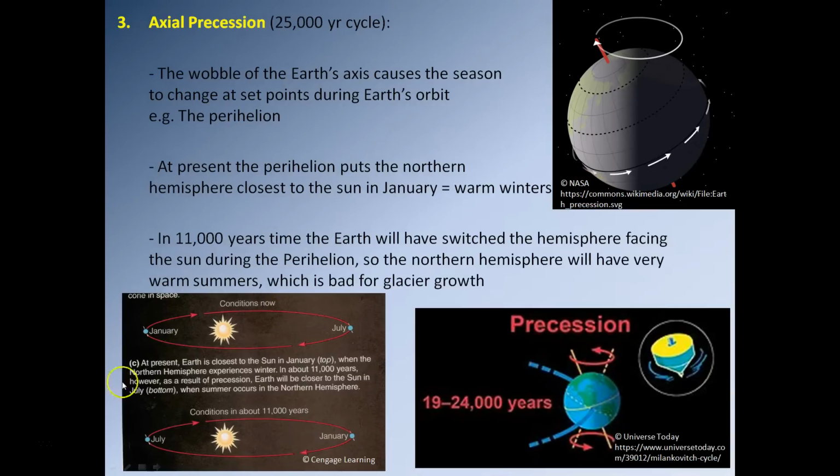So what this means is, because we have this variability over a 25,000 year time frame, this will happen. Let's just say these are the conditions now. Let's say July is summer and January is winter. Well, over time, eventually in about 25,000 years, July will instead be winter and January will instead be summer, because the Earth's tilt will mean that conditions will be warmer during these periods.